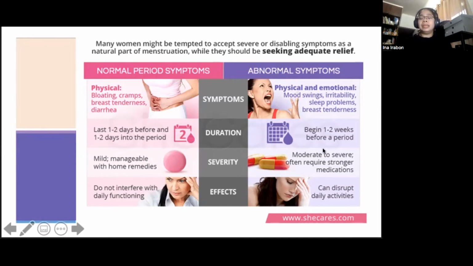Sometimes the pain can be so severe, with accompanying pelvic pain, or there is very, very heavy bleeding that requires medications. Because of this, it can disrupt their daily activities.